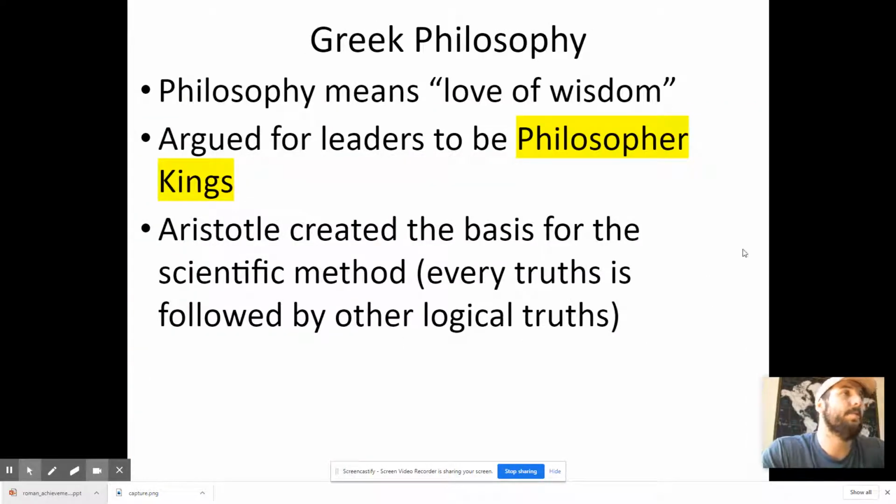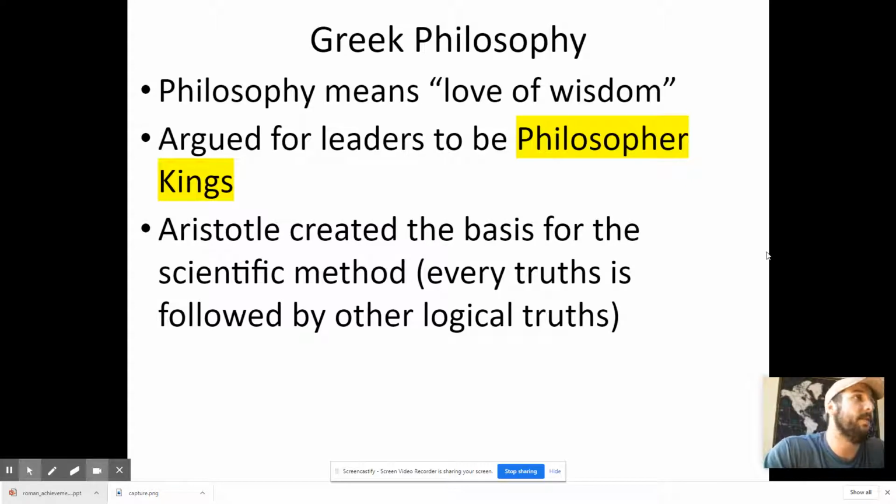Our next important impact was the Greek philosophers. Philosophy literally means love of wisdom. And Greek philosophers argued for leaders to be philosopher kings, not kings or leaders based on their birth, their nobility, or how much money they might have. It's strictly based on their merit. Are they wise, and do they have political savvy?